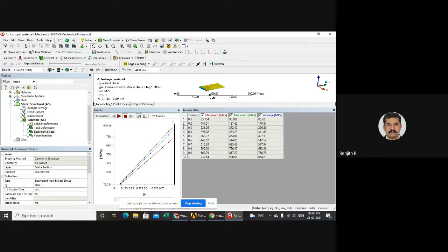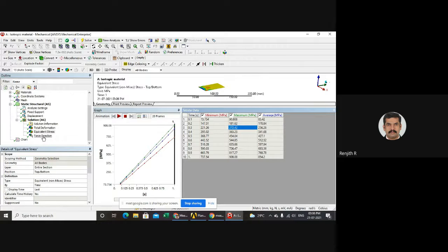Actually, it will withstand up to 265 MPa. So where it crosses this 265, if you look at the maximum value, you can see it crossed after 0.2 seconds. That is 272 MPa. It reached 272 MPa after 30% of the load, the displacement, is applied.